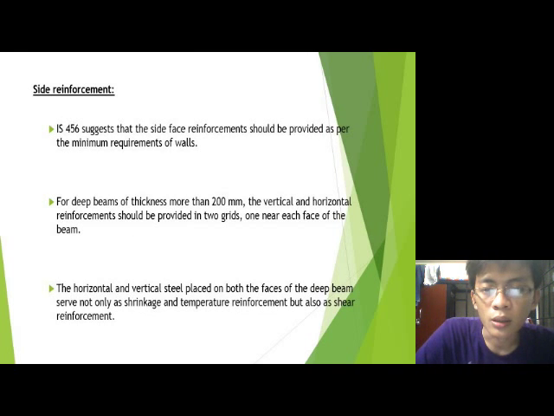Side reinforcement. According to IS 456, the side face reinforcement should be provided as per the minimum requirement of walls. For deep beams of thickness more than 200 millimeter, the vertical and horizontal reinforcement should be provided in two grids, one near each face of the beam. The horizontal and vertical steel placed on both faces of the beam serve not only as shrinkage and temperature reinforcement but also as shear reinforcement.